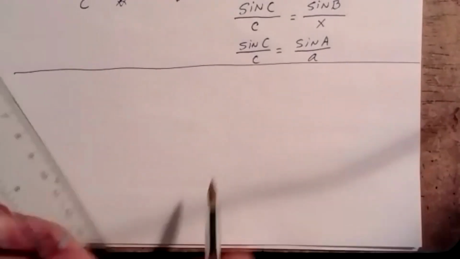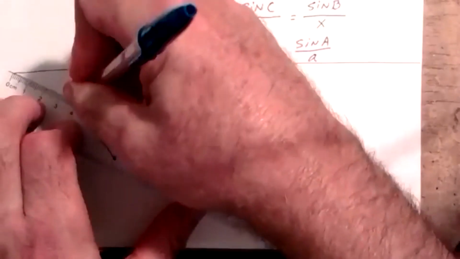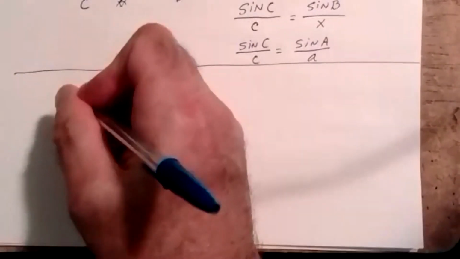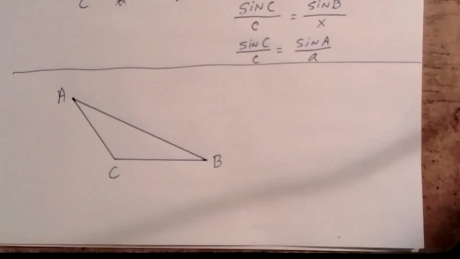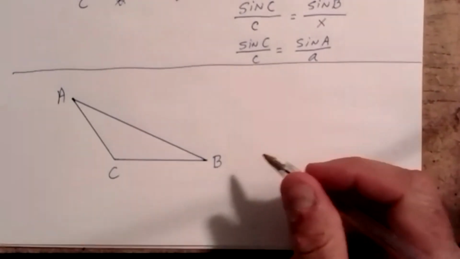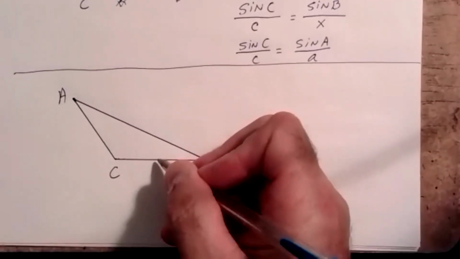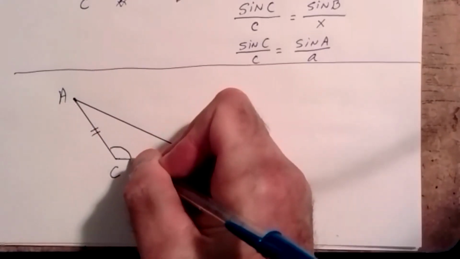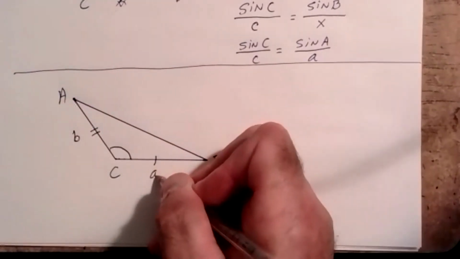Now, I have another question. Suppose we have this triangle. Again, we'll call it triangle ABC. Ladies and gentlemen, suppose we want to solve this triangle, and we know side A, we know side B, and we know angle C.